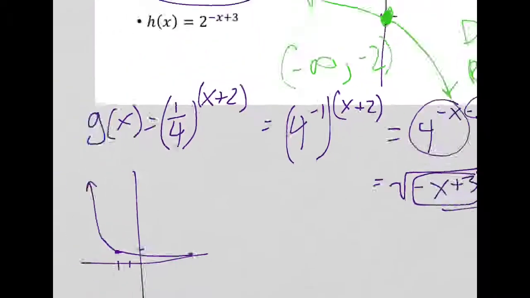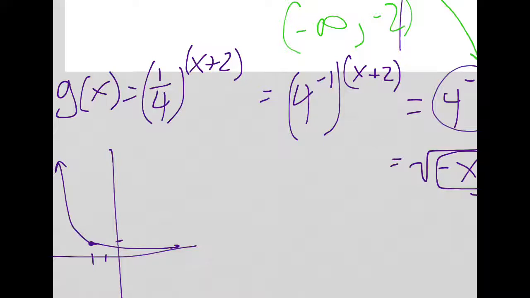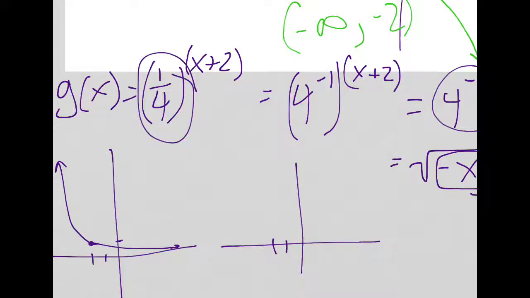So another way to think of it, without doing that crazy exponent stuff that we did, think of it as we've got the x plus 2 transformation, which we know is going to shift it left 2. And then we've got to think about the 1/4 being the same as x to the negative 4th, which opens up to the left. And so with that similar logic, we get the same graph.